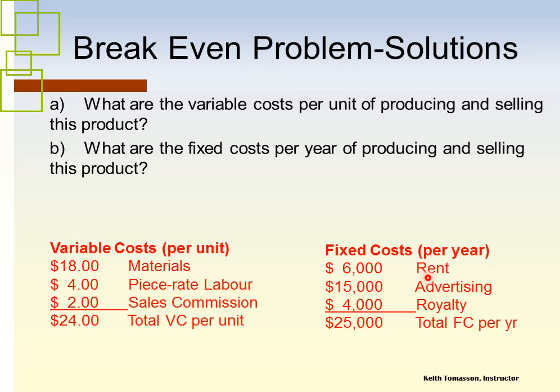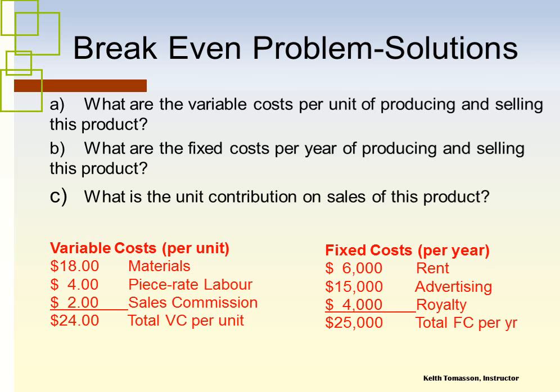We also had that committed advertising contract of $15,000 per year, so that is another fixed cost, and the royalty has to be paid whether we sell or produce anything at all to use the inventor's idea, so it's considered a fixed cost. So we have total fixed cost of $25,000 per year. So now we've got a good understanding of the behaviors of our costs in our organization, so that we should be able now to calculate the unit contribution on sales of this product.